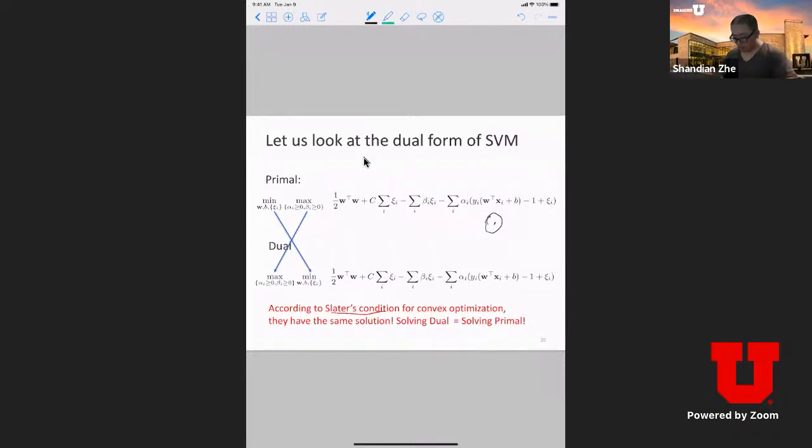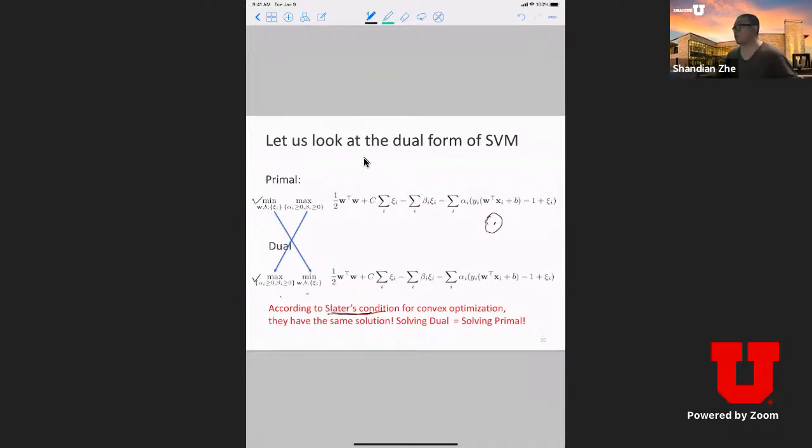So according to Slater's condition, we can conclude that solving this primal form for SVM is equivalent to solving this dual form. Namely, we first minimize and then maximize with respect to the Lagrange multipliers. They are the same.